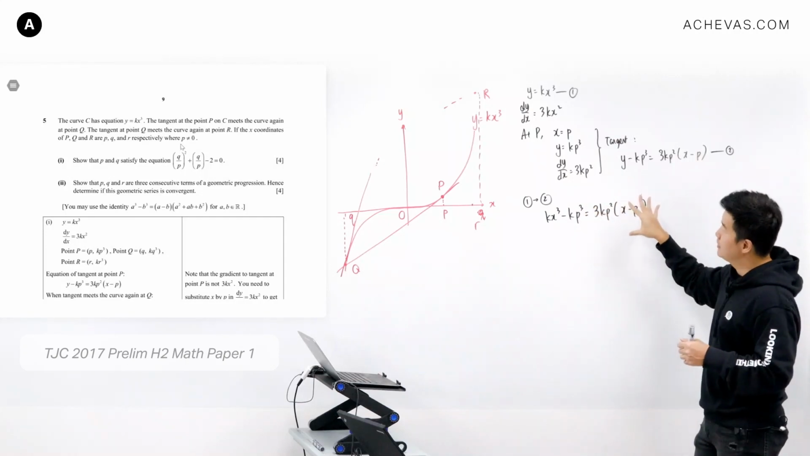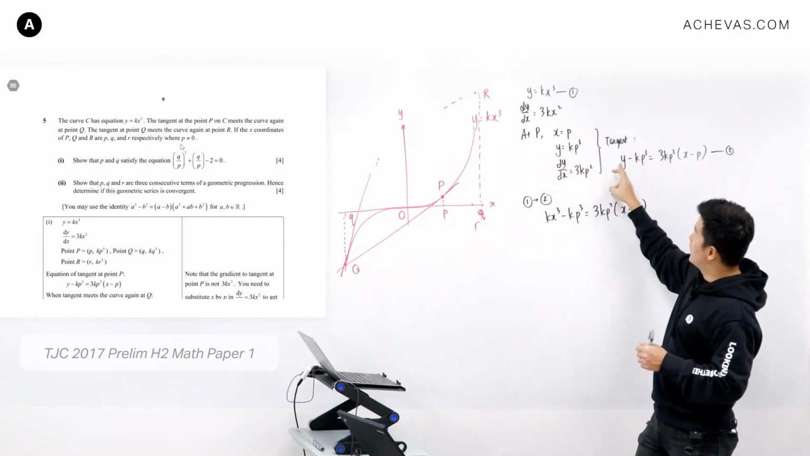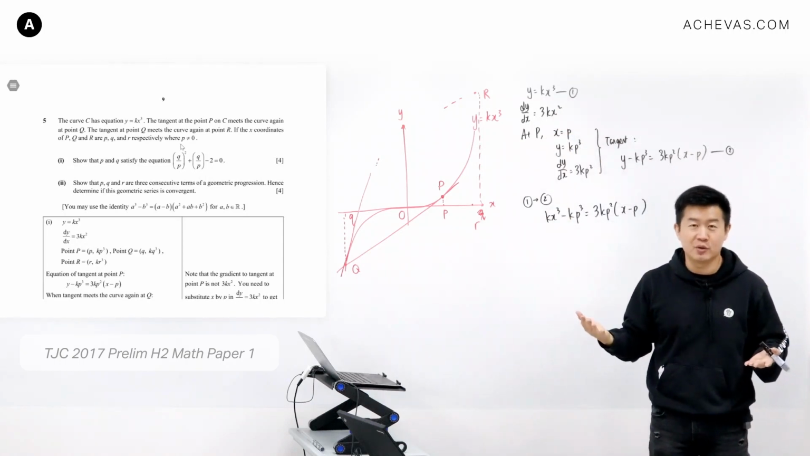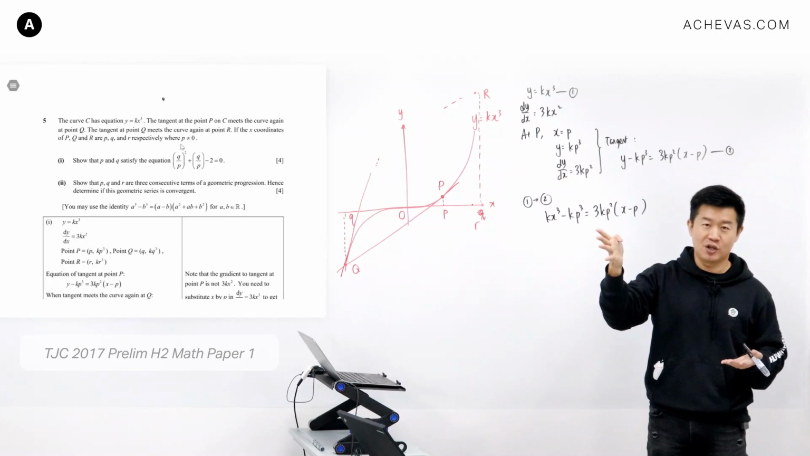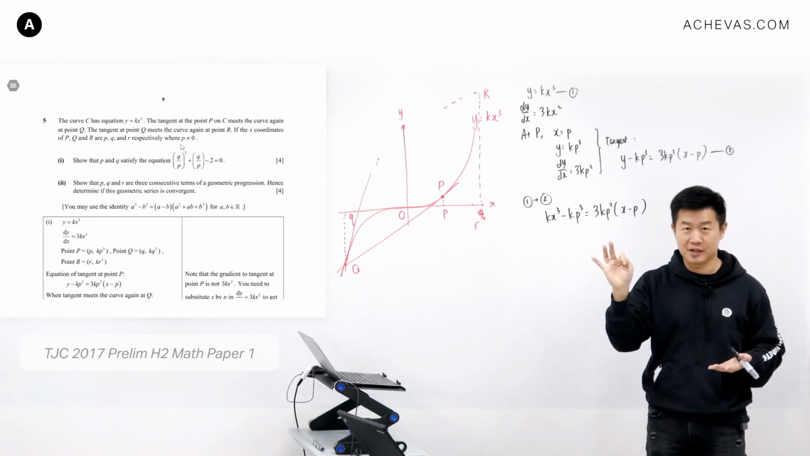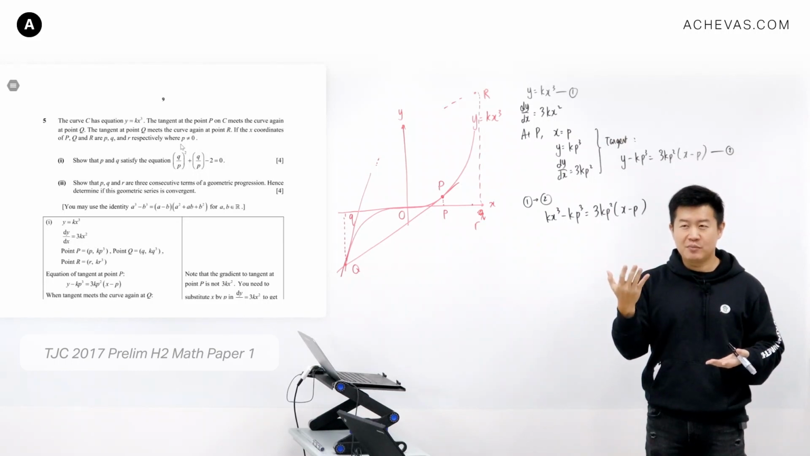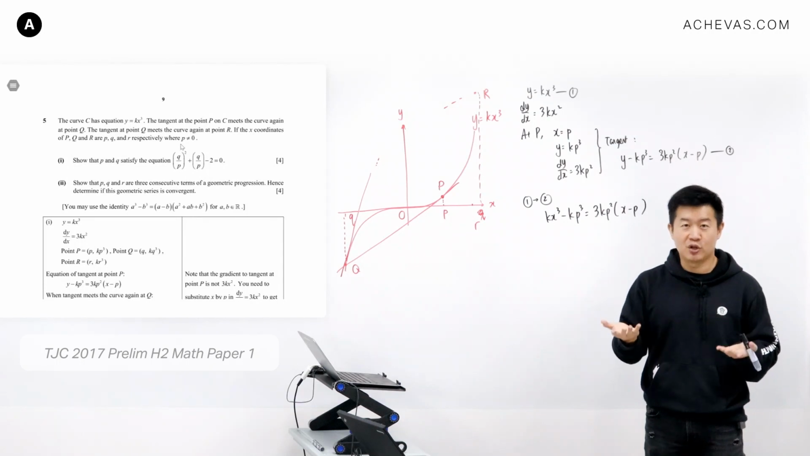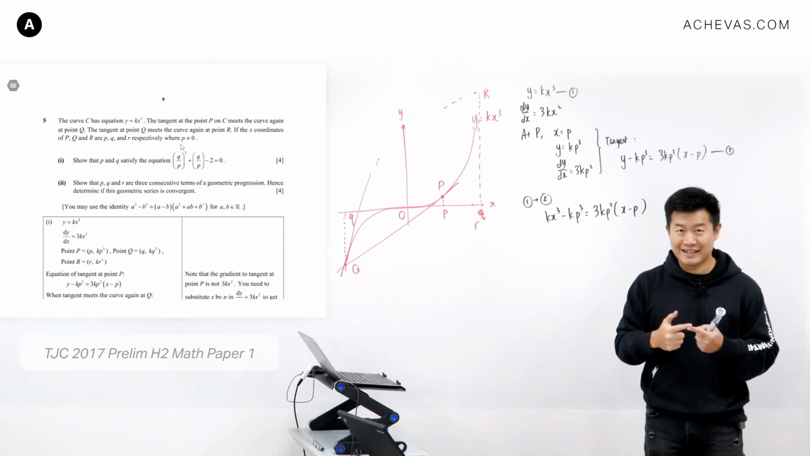I'm solving this simultaneous equation by letting this y over here be kx to the power of 3. Because when you solve simultaneous equation, actually you can solve for x or you can solve for y. You usually solve for either one of them first, correct? But you think about it. Is it more logical to try to solve for x or is it more logical to try to solve for y? Which one is more logical? It is more logical to try to solve for x, isn't it?